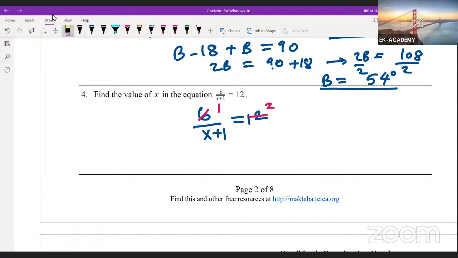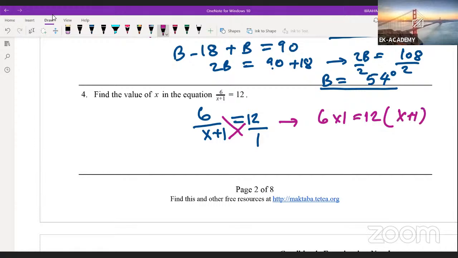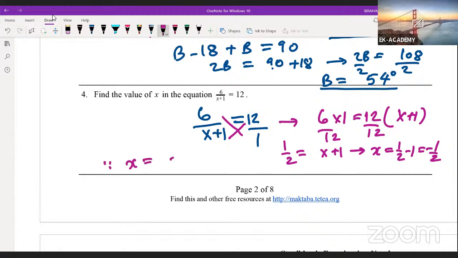Or you can go step by step. I'm going to put over 1 here, and cross multiply. So you have 60 times 1 equals 12 times the bracket X plus 1. Now we can divide both sides by 12. You have 1 over 2 equals X plus 1. We can take 1 to the other side, so X will be a half minus 1, which is negative a half. Therefore, the value of X is negative 1 over 2. That is the solution for question number 4.